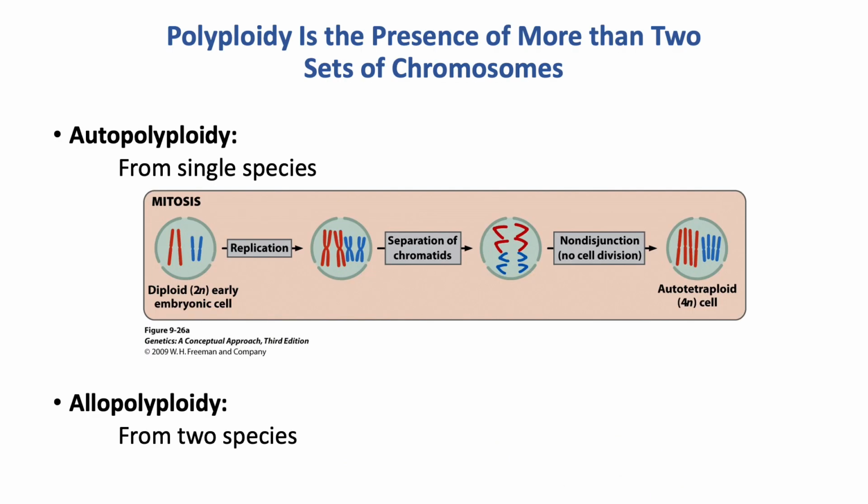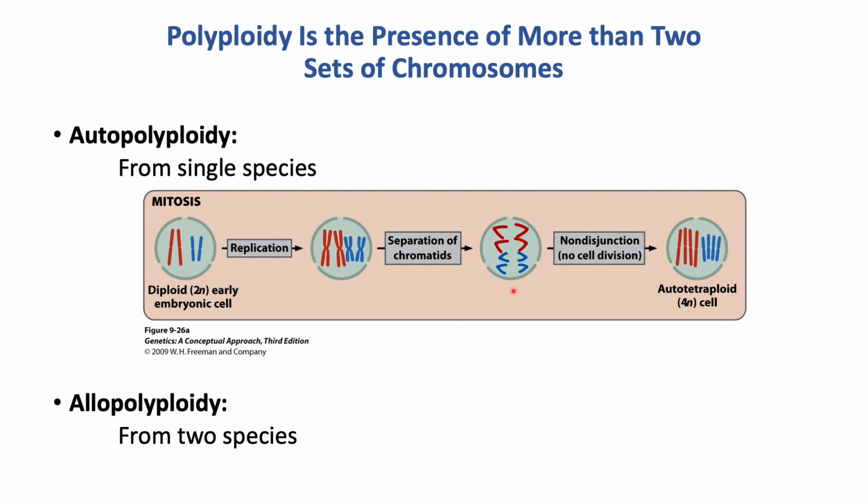So we have so far seen chromosomal rearrangements and aneuploidy. Another form of chromosomal abnormality is polyploidy. Polyploidy is the presence of more than two sets of chromosomes. It could be of two types, autopolyploidy or allopolyploidy. Autopolyploidy can arise through non-disjunction in mitosis and meiosis, and this occurs when organisms have more than two sets of chromosomes from the same species.